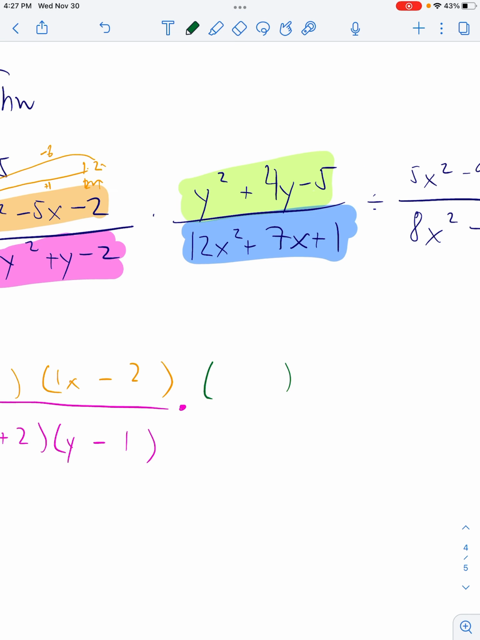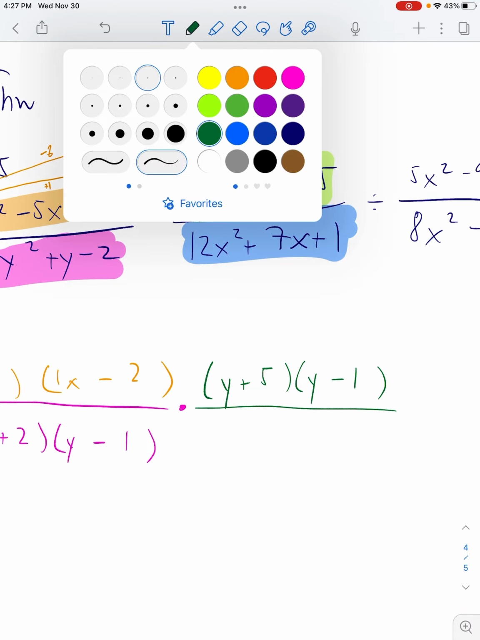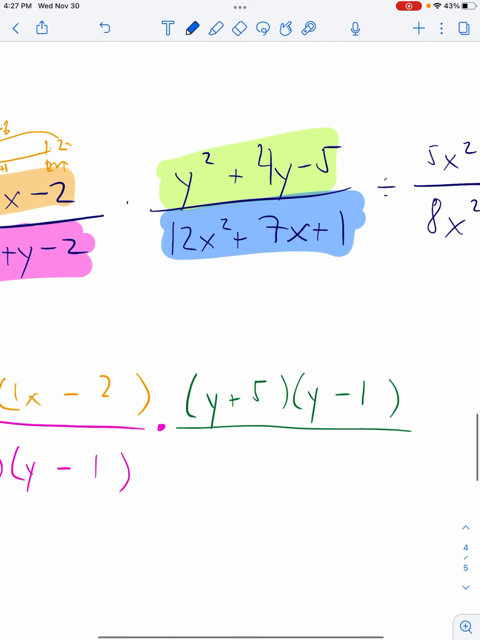Factor the green. Y, and then one's a plus, one's a minus. Factors of 5 that add to 4, that's 5 and 1. Good. In the bottom, we have to do another one of these.